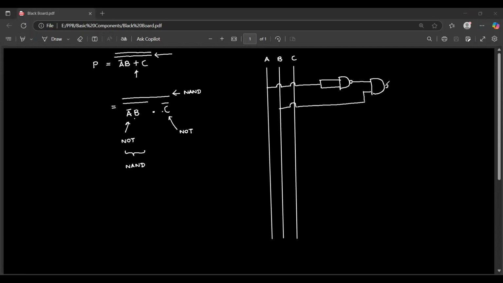Fine. Then we have C bar. So let's send it through a NAND gate, which acts like a NOT gate. And that's it. And finally, these two are sent through another NAND gate. So if you look at this, all the 3 questions that we did, they just required 4 NAND gates.